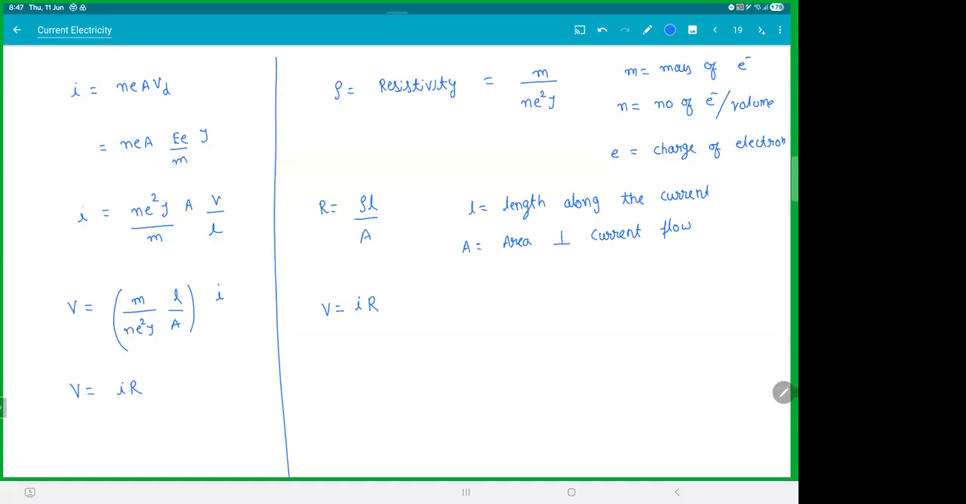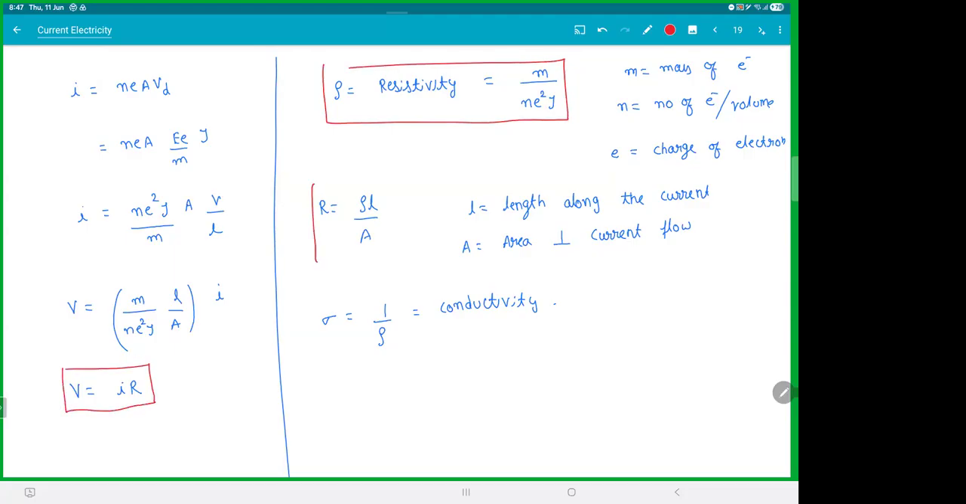And we can also define rho is equal to 1 by sigma. That becomes your conductivity. So sigma is 1 by rho. This is defined as conductivity. Inverse of resistivity is conductivity. So these are the main stuff. Now that will be important.